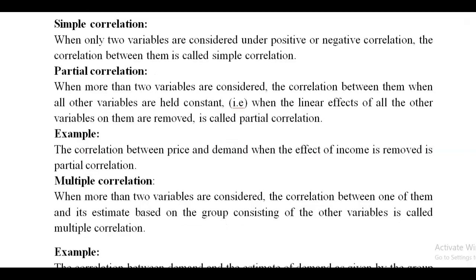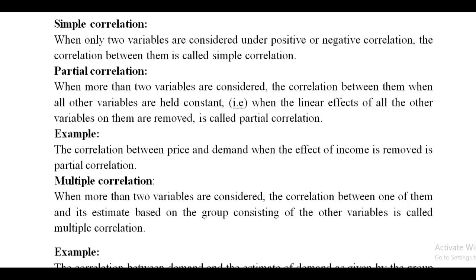We have some other correlation types. Simple correlation: here only two variables are considered under positive or negative correlation. That is, we are considering only two variables. Then we can call it simple correlation.